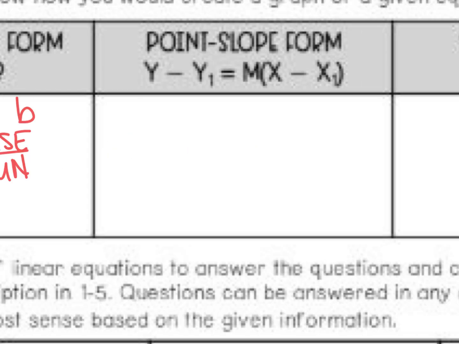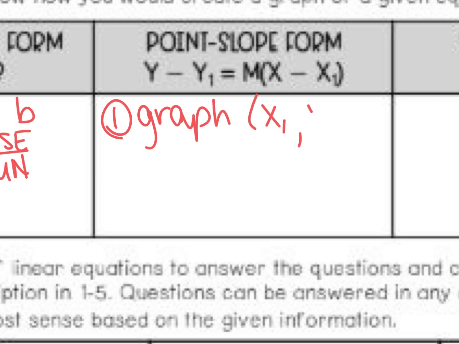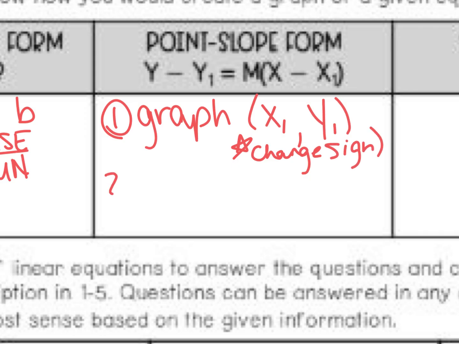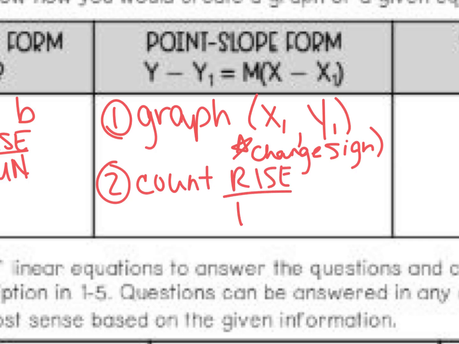So for point slope, it's pretty much the same, right? We're going to graph our x1, y1 coordinate. What do you have to remember when you pull those coordinates out? Yeah, you got to change that sign, right? So if it's negative in the equation, it's really a positive. And then you're going to count your rise over run to get your next point.